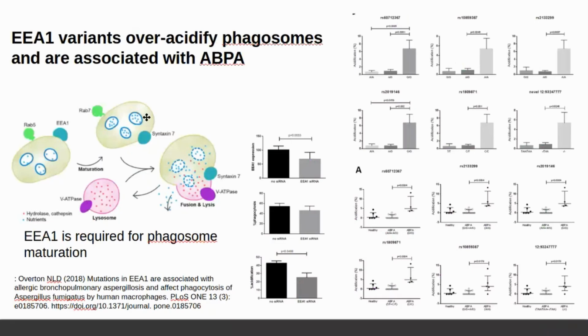And again, this is an ABPA variant, really. Specifically for ABPA, and this does not occur in healthy individuals. So that's the second one that we found. So people who carry this variant aren't quite as good at digesting those fungal spores. Okay.